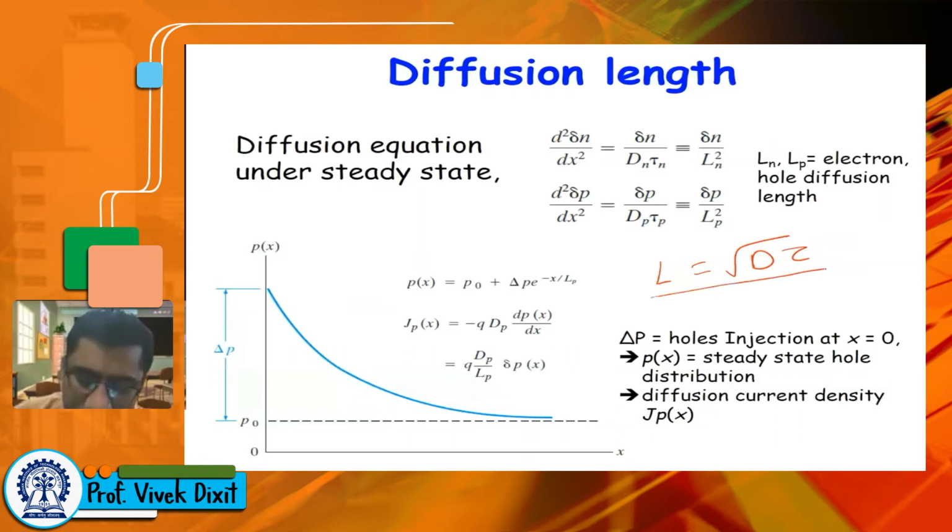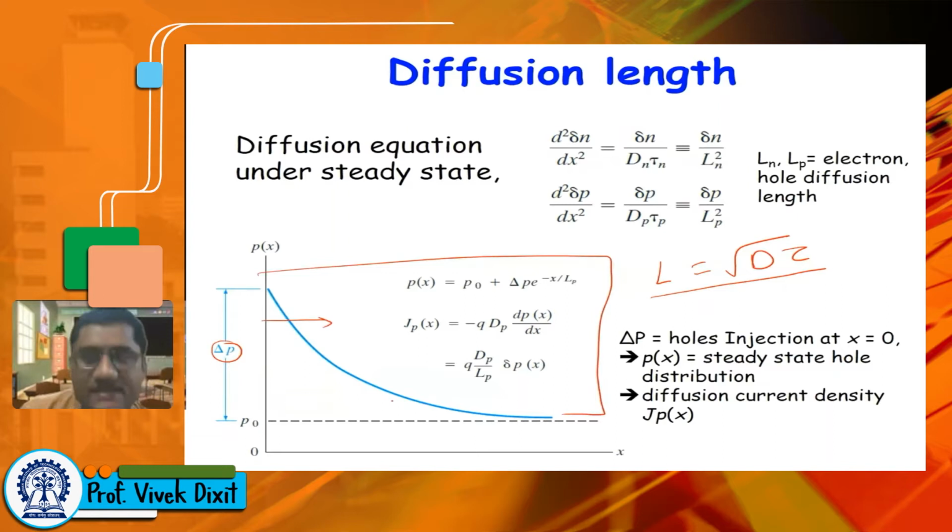Now, what is the physical meaning? If you inject a certain amount of carriers, let's say capital delta P, they will propagate through this piece of semiconductor, or they will diffuse through the piece of semiconductor due to the concentration gradient, right? Because you inject carriers here, and under the carrier concentration gradient they will diffuse. So the distance at which the concentration becomes delta P by e, that is called the diffusion length, right?